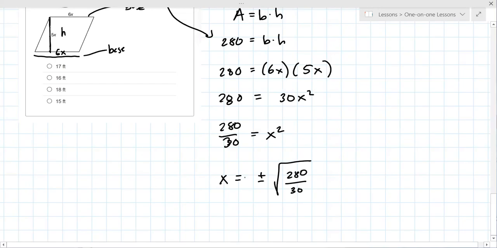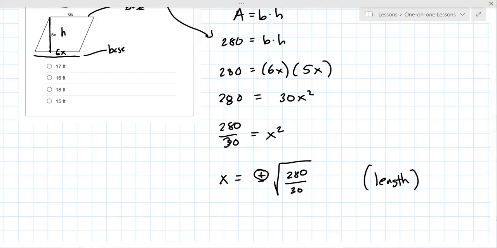But this time, x represents a length. So it must be the positive of it. So grab a calculator. If you can't enter all this into your calculator, first divide 280 by 30, and then take a square root of that.